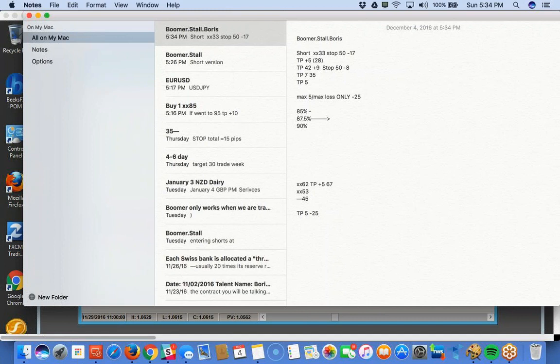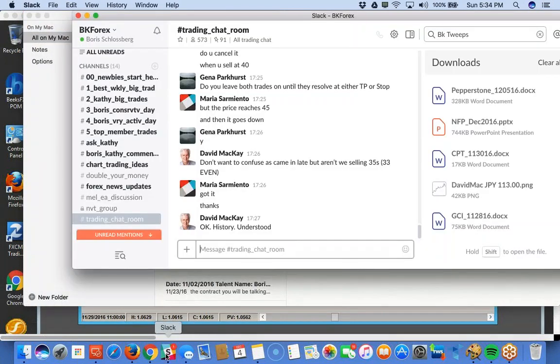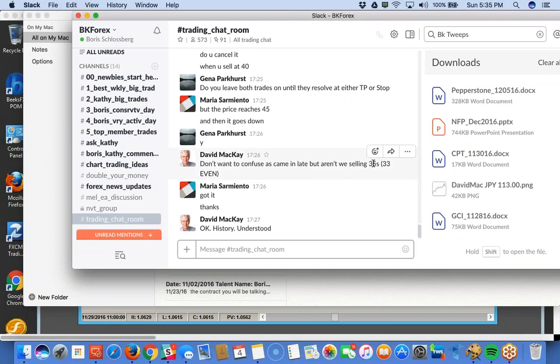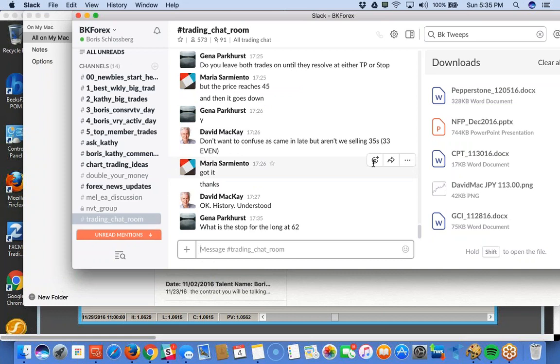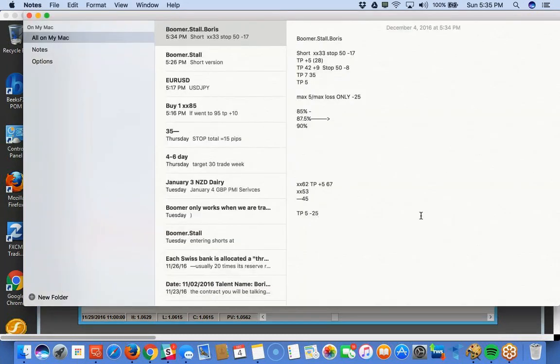Okay. So now let me just stop, let this structure sink in, and let everybody who's watching understand what we're doing. That's the boomer bread and butter Boris strategy. The stop at 62 is 45 for the whole thing, on both lots. So if I am stopping at 45, I am minus 17 on the 62s, and minus 8 on the 53s, which makes the whole thing minus 25.